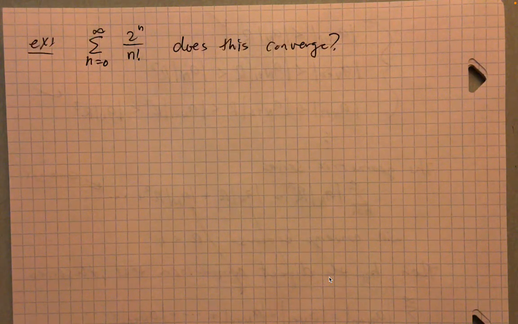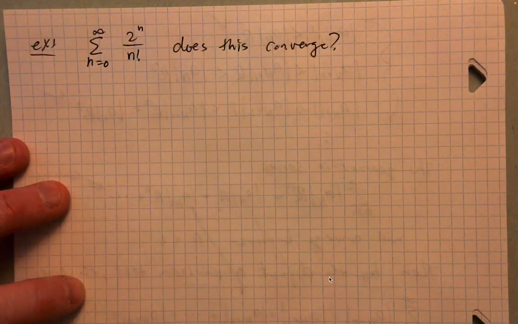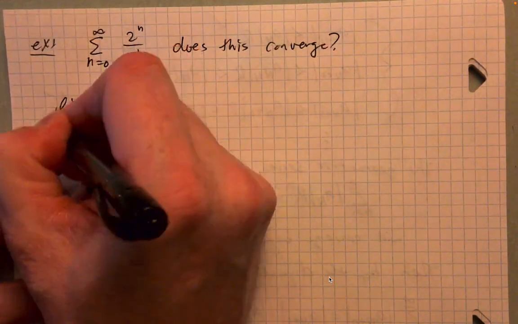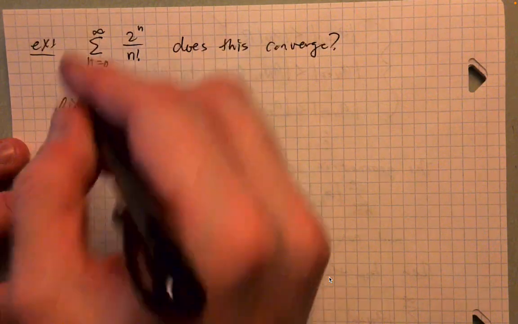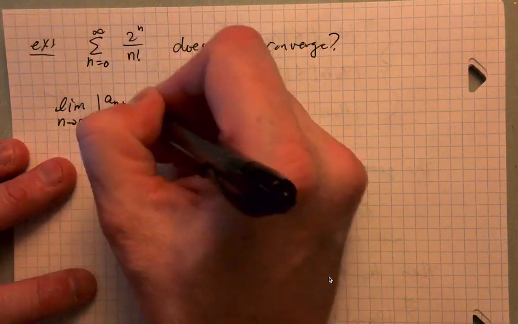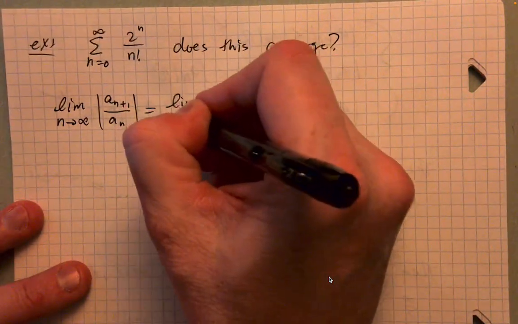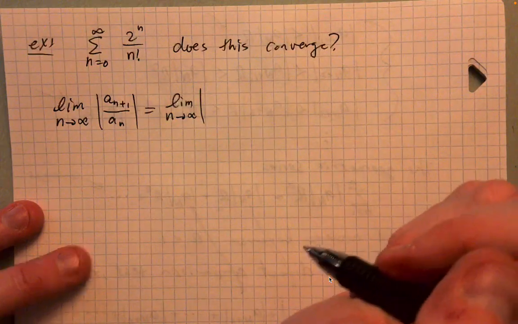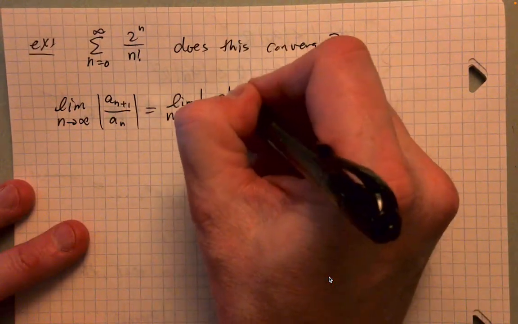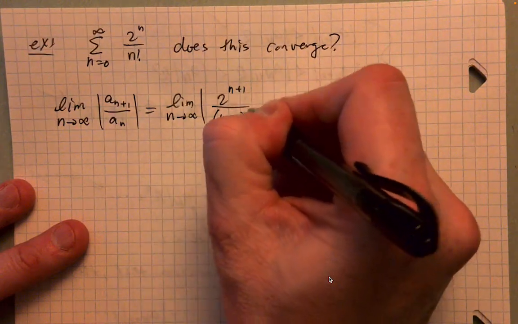So non-zero terms. So let's take a look at this. This is what we need to look at: the limit as n goes to infinity of the ratio of the n plus 1 term to the nth term. And so the n plus 1 term would be 2 to the n plus 1 divided by n plus 1 factorial.